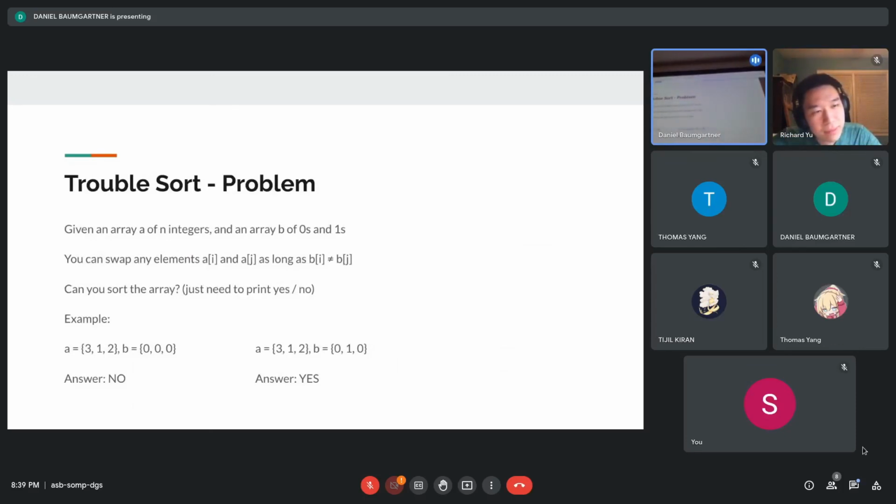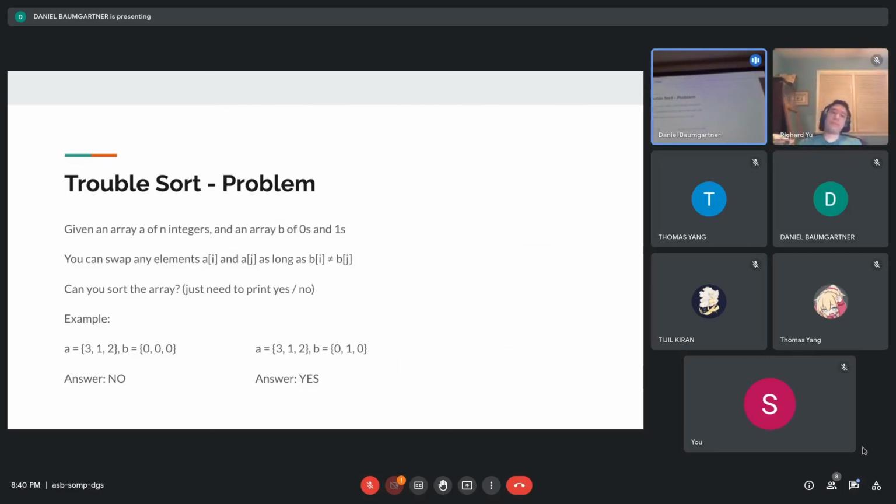So moving on to the last problem. I think this is the last problem. Troublesome. So basically, you're given an array of size n. That's array A. It's going to have a bunch of numbers. You're trying to sort them. And you're given a second array named B, and it's a bunch of zeros and ones. And basically, the rule is you can swap any two elements in A as long as the corresponding B. Okay, never mind. I shouldn't explain this.